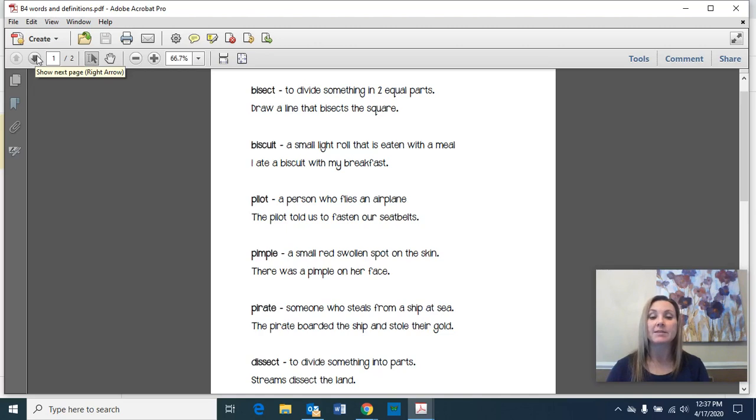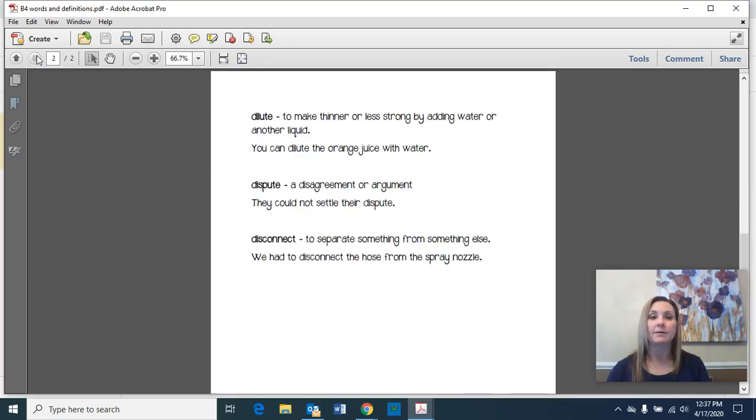Dissect. To divide something into parts. Streams dissect the land. Dilute. To make thinner or less strong by adding water or another liquid. You can dilute the orange juice with water. Dispute, a disagreement or argument. They could not settle their dispute. Disconnect, to separate something from something else. We had to disconnect the hose from the spray nozzle.